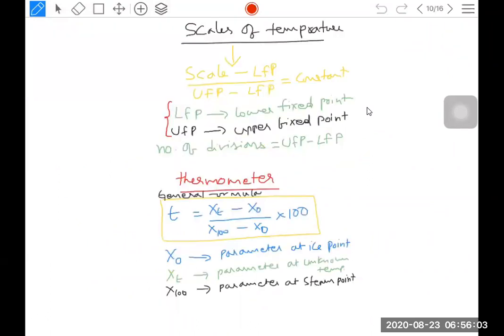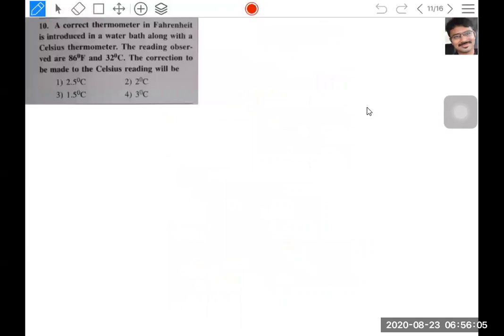Next one. Let us see one more problem here. A correct thermometer in Fahrenheit is introduced in a water bath along with a Celsius thermometer. The readings observed are 86 degrees Fahrenheit and 32 degrees centigrade. The correction to be made to the Celsius reading will be. That means the Fahrenheit thermometer they have given is correct.